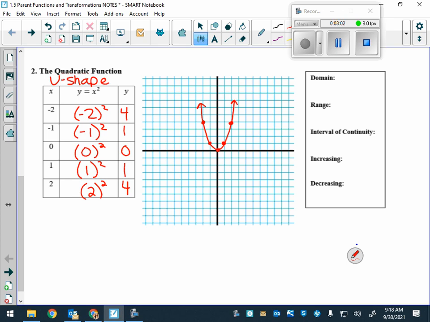What is our domain? David. -infinity to infinity. Good. What is our range? Jax? Bracket 0 and infinity. Awesome. What is our intervals of continuity? Charlie. Good.